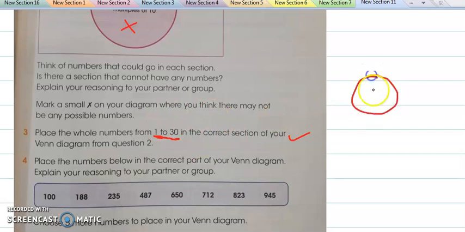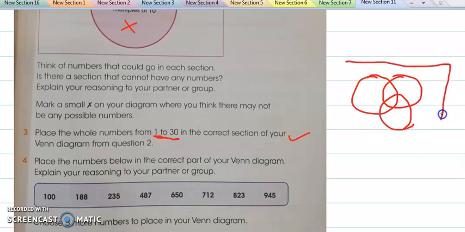You will take the 3 overlapping circles, and then you will have a rectangle outside. So here you will write the multiples of 2, here the multiples of 5 and multiples of 10, but the number restriction is from 1 to 30 only, and then you will complete it. And the next question you have to do as your homework.